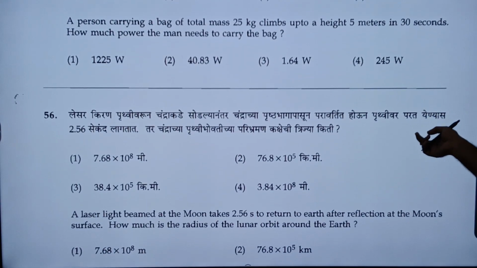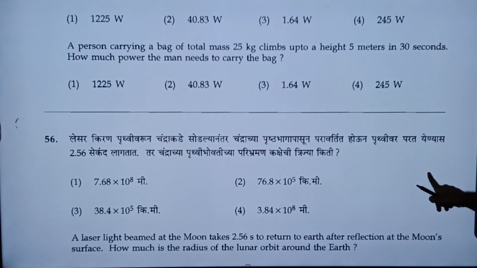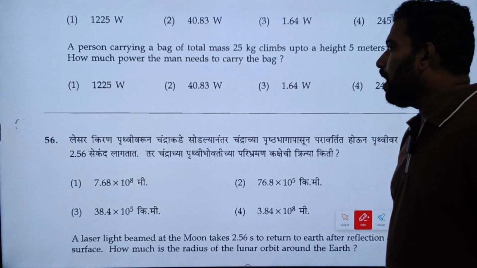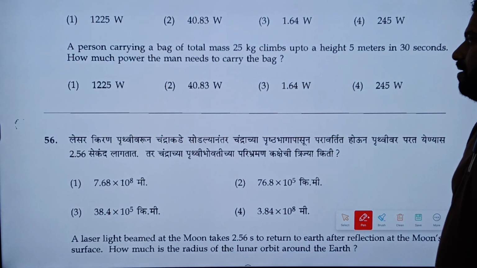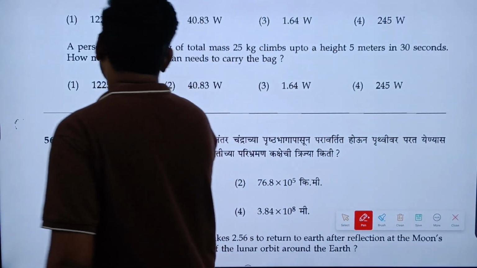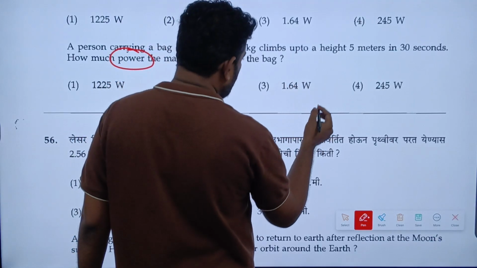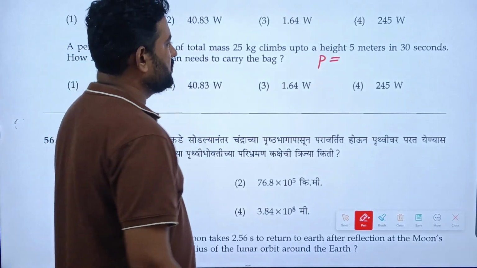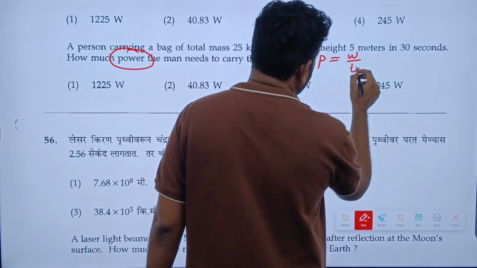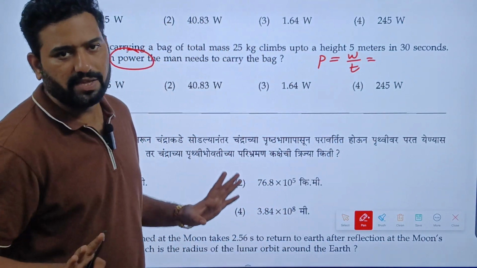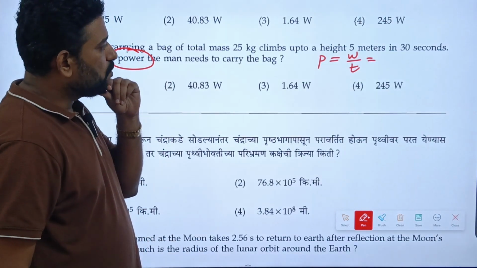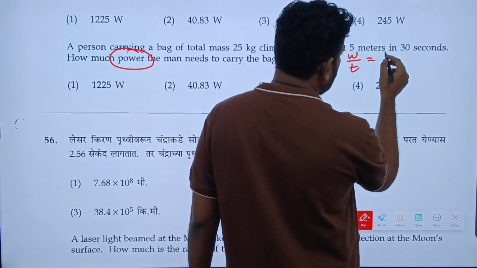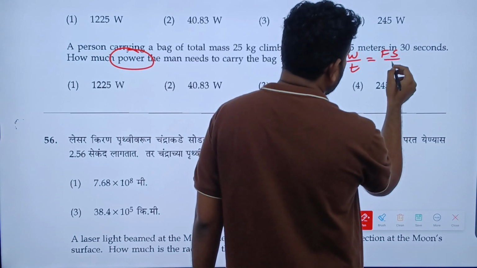A person carrying a bag of total mass 25 kg climbs up to a height 5 meters in 30 seconds. How much power the man needs to carry the bag? You have to solve this question for power. What is the formula for power? Power, rate of doing work, W upon T. But W is not given here. So what is the formula for W? Work is force into displacement.